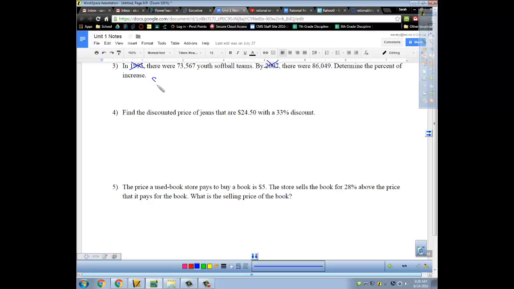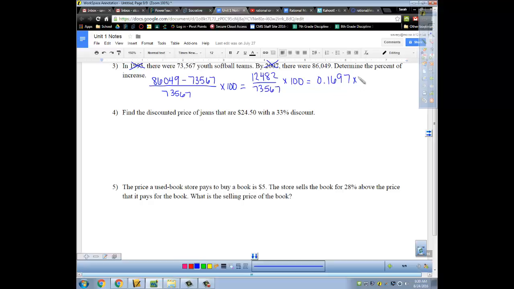So first we'll figure out how much did the amount of teams change, so subtract them. And then we will divide by the original amount of teams, so 73,567, and then multiply by 100. So when I subtract those numbers, I'm going to get 12,482. And again, you can use a calculator for this. When we divide these two numbers, again we get a long decimal, so I just wrote 4 numbers after the decimal and rounded it, so 0.1697.